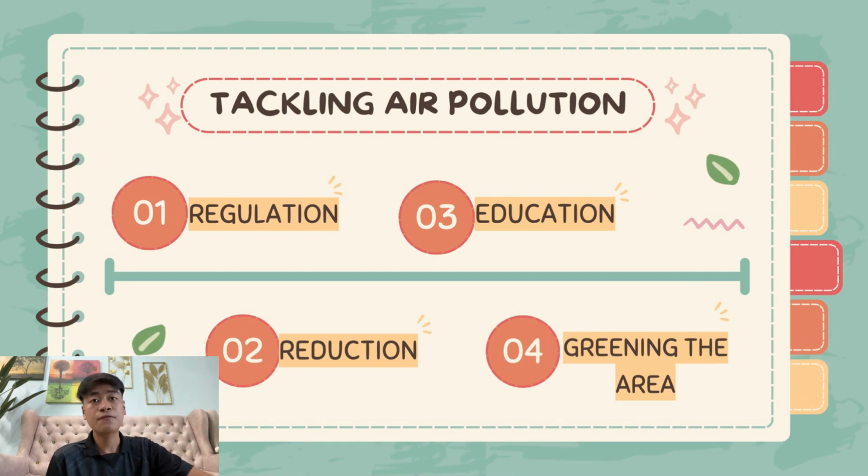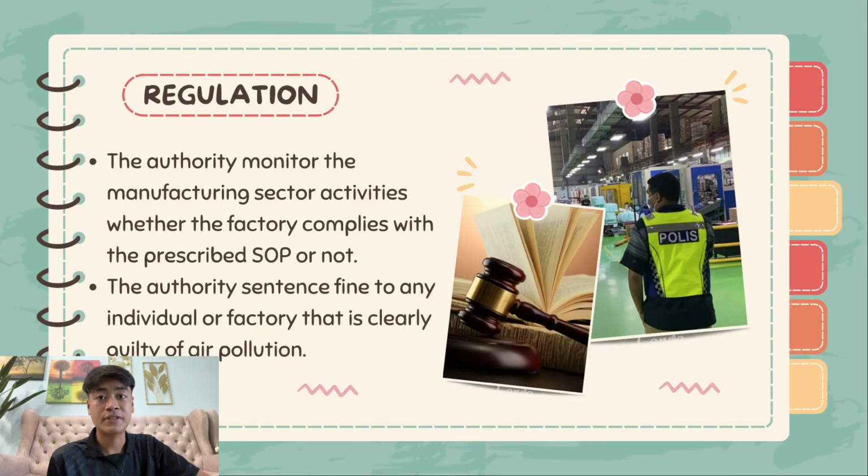So, there are four ways to tackle air pollution. Firstly is regulations. So, the authority monitors the manufacturing sector activities, whether the factory complies with the prescribed SOP or not. Secondly, the authority sentences fines to any individual or factory that is clearly guilty of air pollution.